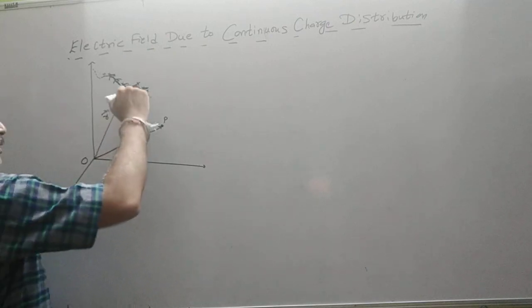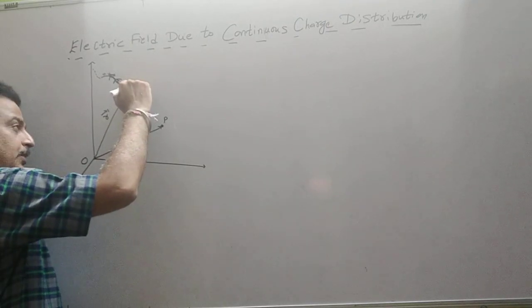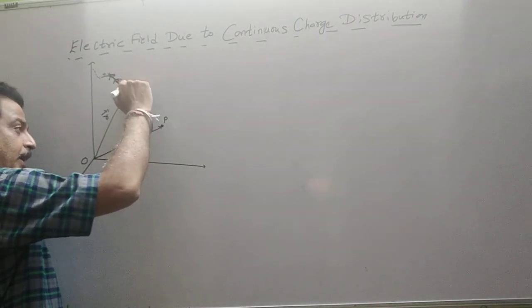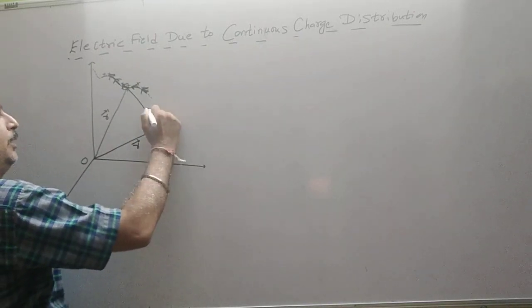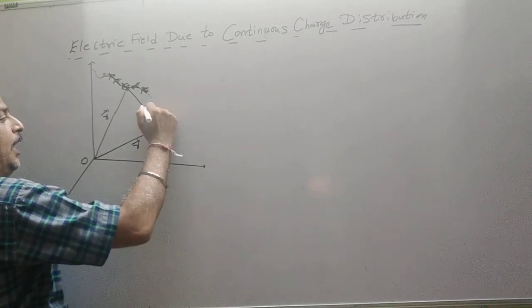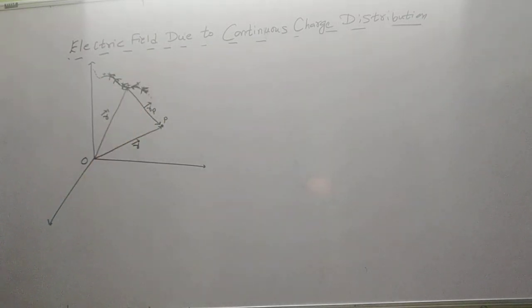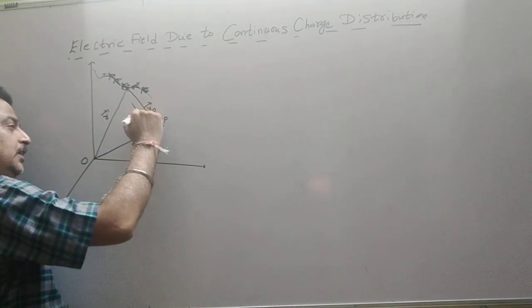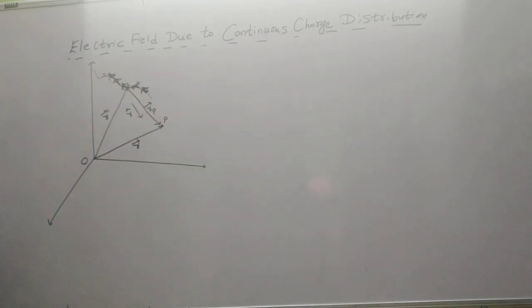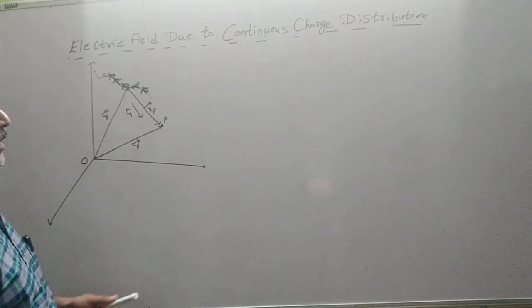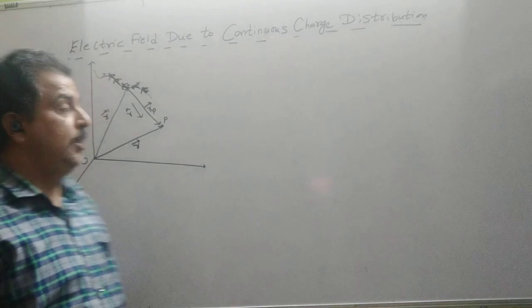Let the distance between this element and this point be denoted by rp vector. Any symbol you can take. So we have taken it rp vector, and let the direction be denoted by rp cap. So this is the method to find out the continuous charge distribution.